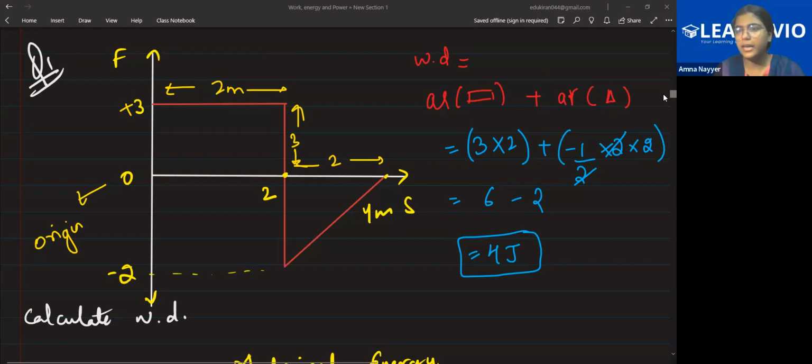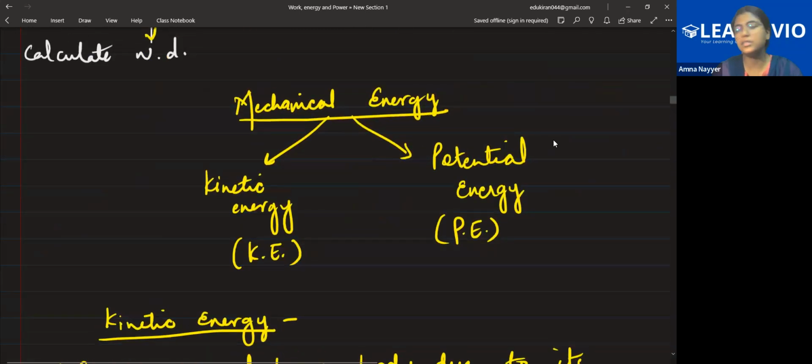Okay, let us start with this now. Energy. Mechanical energy is basically of two types, which we have to study. One is kinetic energy, the other is potential energy. So kinetic energy plus potential energy will give us the mechanical energy. Mechanical energy is a general term for the combination of kinetic and potential energy.